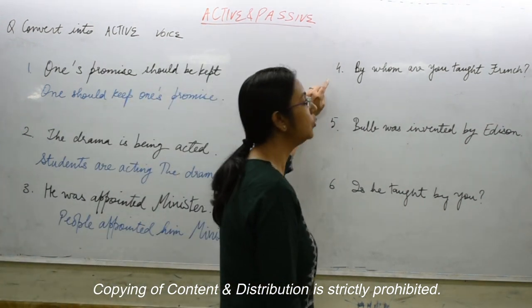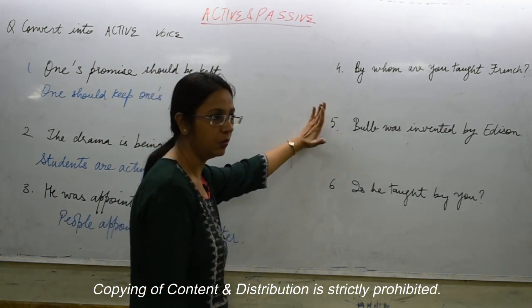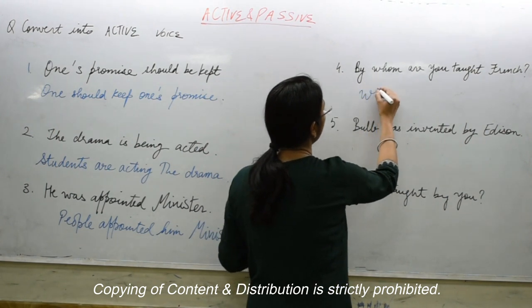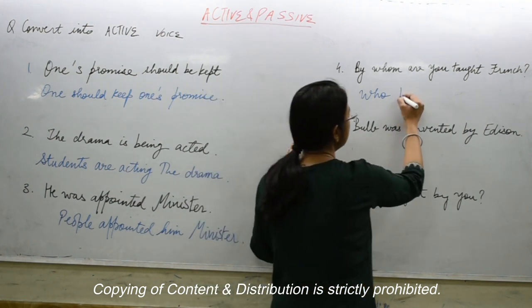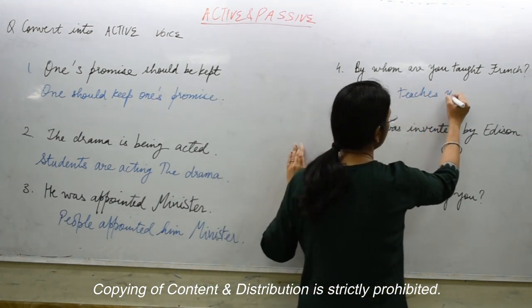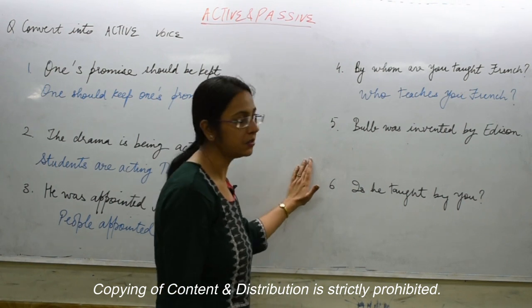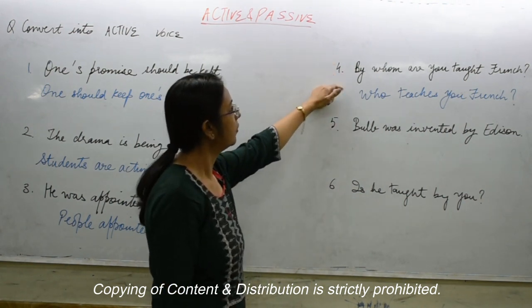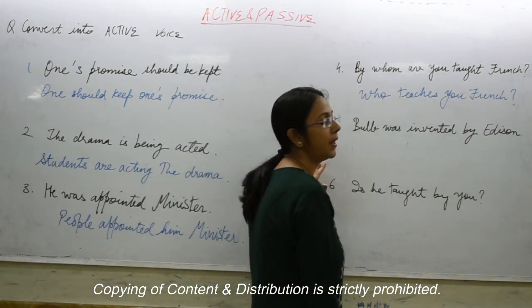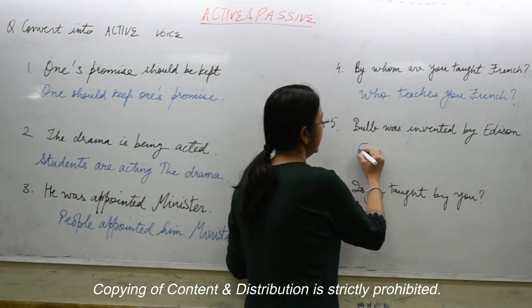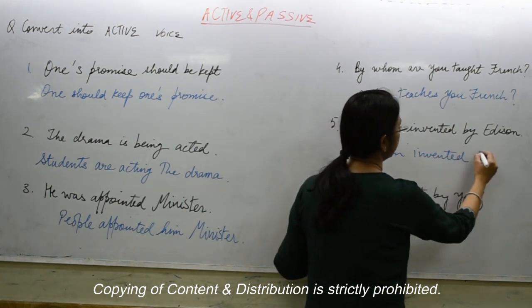Next, by whom are you taught French? So by whom is the passive version of who. So by whom will convert into who. Taught French means who teaches you French. Who teaches you French, and its passive form would be by whom are you taught French. Bulb was invented by Edison. Simple. Edison invented bulb.